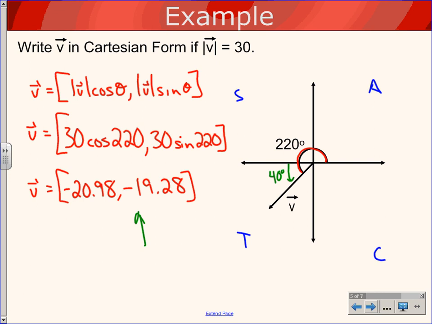My guess is, though, you won't get exactly 30. And the reason for that is as soon as we did cos of 220 and sine of 220, we've rounded a little bit. So if you do get the magnitude and you tried that, you're probably going to get either just below 30 or just over 30. So keep that in mind. It's going to be off a tiny bit because we've done that rounding.